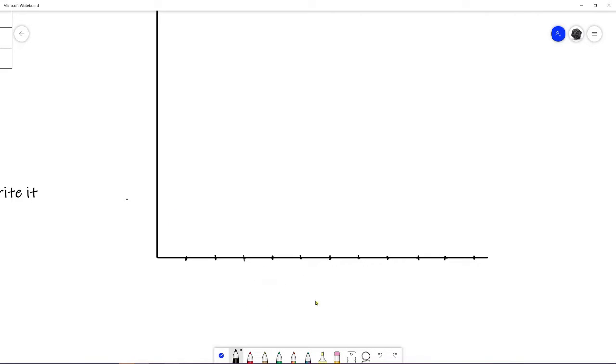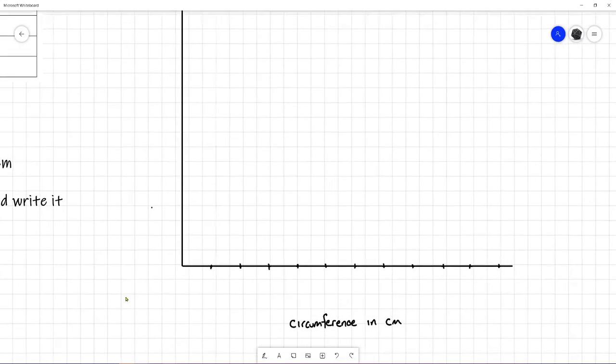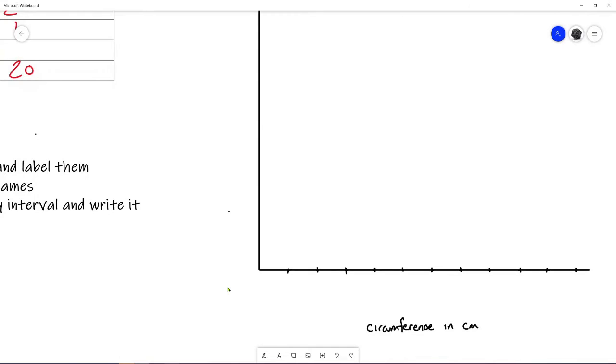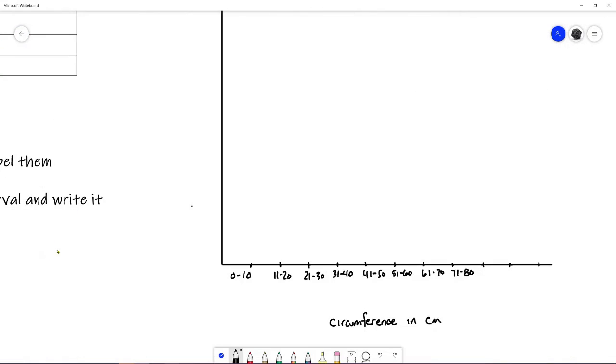Now I'm going to label this axis, so I know that what these numbers are going to represent is the circumference in centimeters. Okay. And I've got to make sure that I'm writing the proper ranges, so I'm going to zoom out and make sure that I write those properly. Okay, notice that I don't need to write the word centimeters after each one because I've written it in my description. So we can assume that because I've written in centimeters down here, each one of these numbers is going to be measured in centimeters.